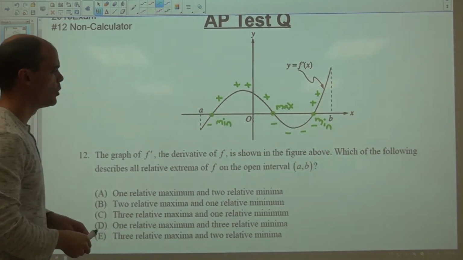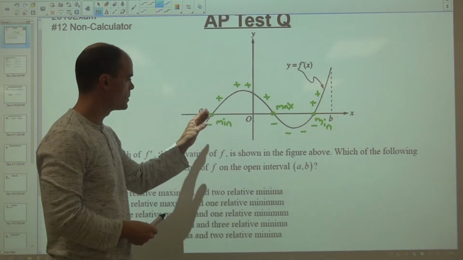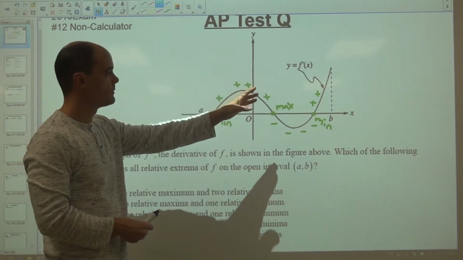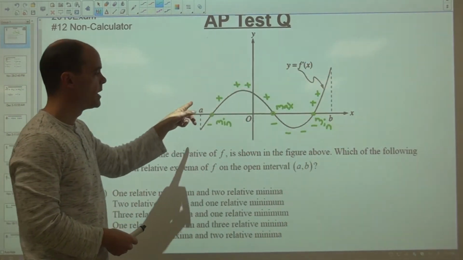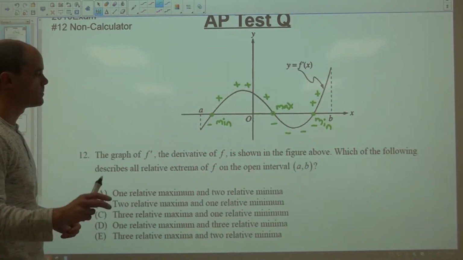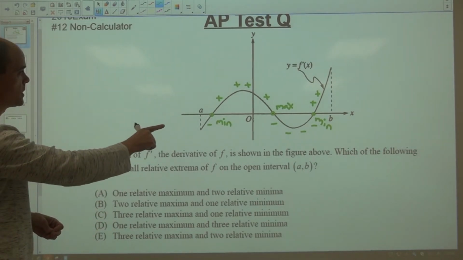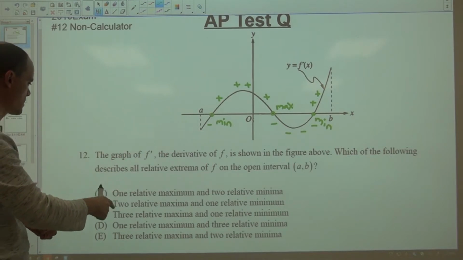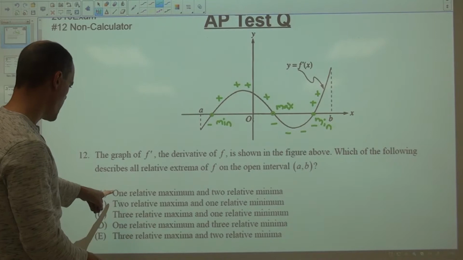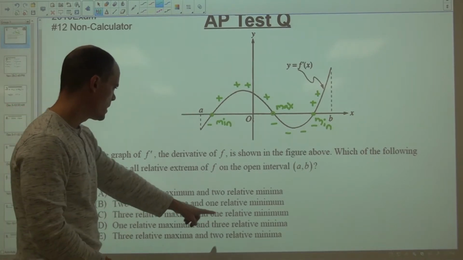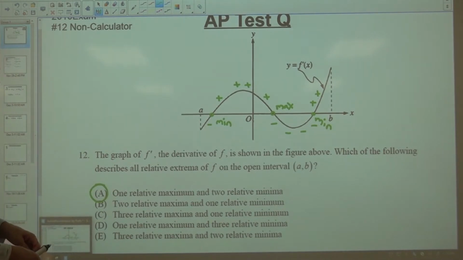So on this open interval, it's very critical they say open, because that means we don't include the endpoints. If it was a closed interval, we'd have two more extrema to deal with at points A and B. Those points are null and void. So what's happening here? I'm expecting two local mins and a local max. Relative and local are the same thing. One max, and two mins. So there we go. One max and two mins.